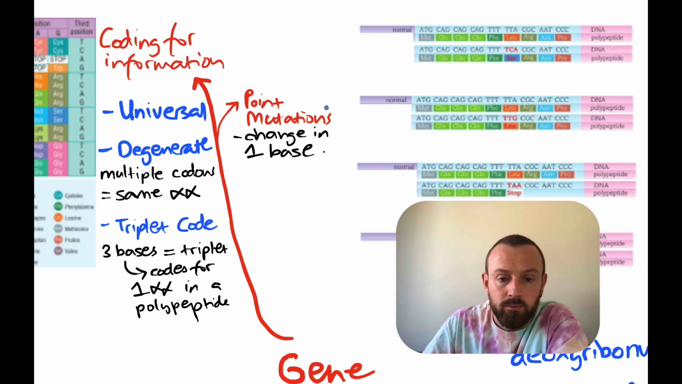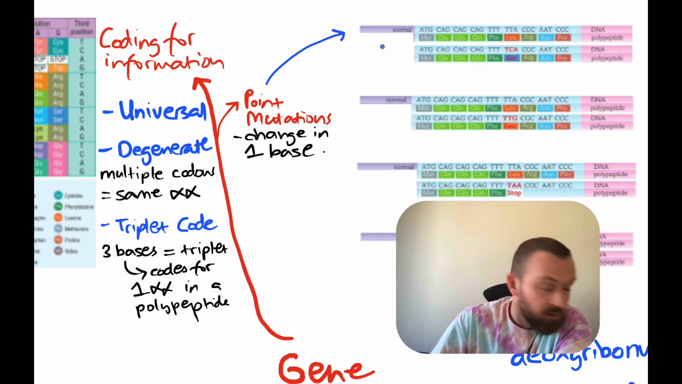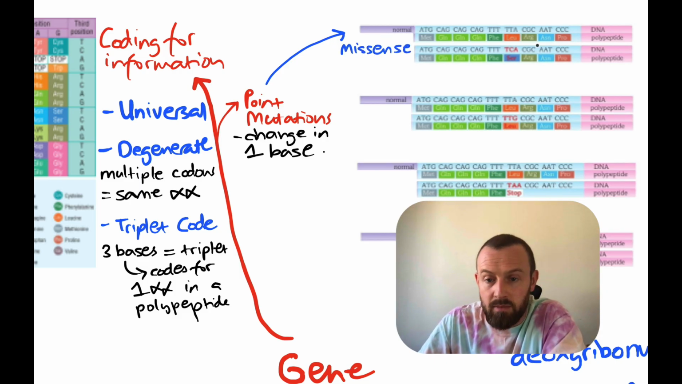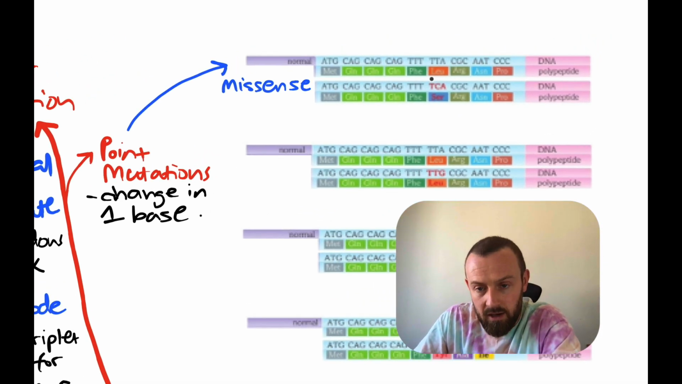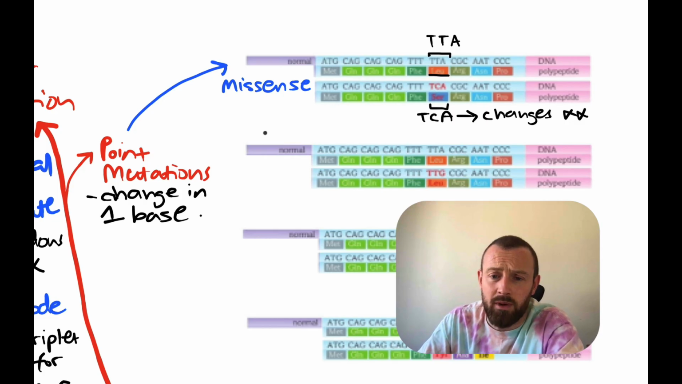So over here, this is called a missense mutation. And a missense mutation basically means that we change an amino acid. So here, in the original sequence, the codon reads TTA, and I'll write that above in case it's blurry. And in the new mutated sequence, it's TCA. Now that changes the amino acid here. This says leucine, and this one says serine. So we have changed amino acid.